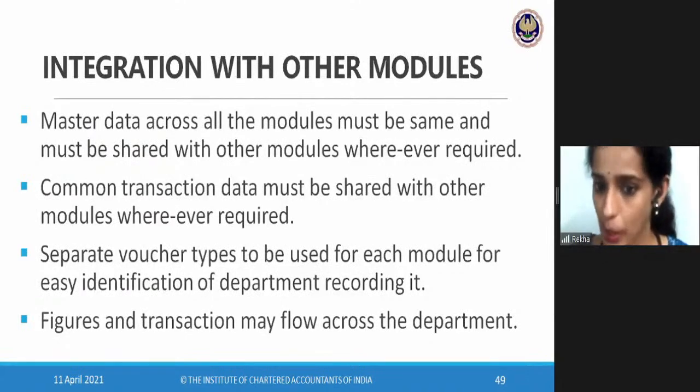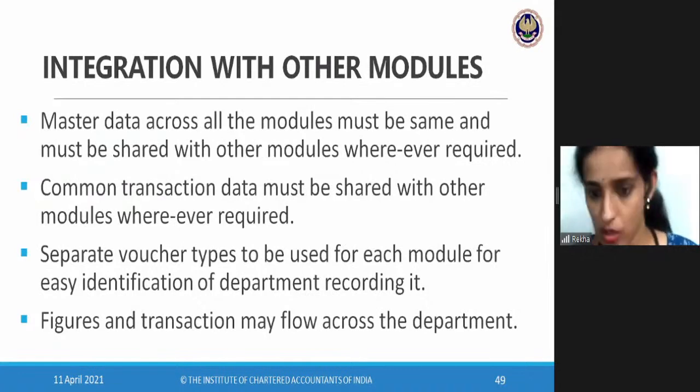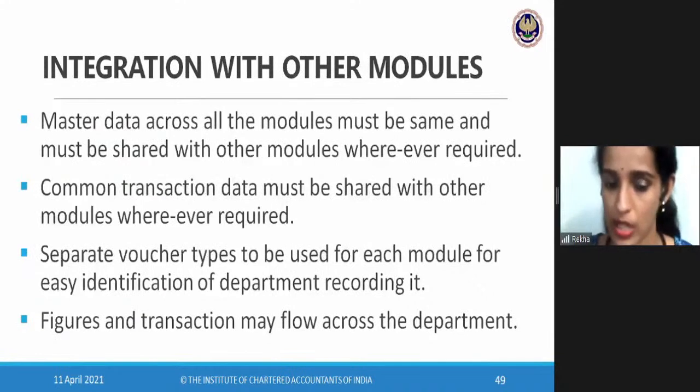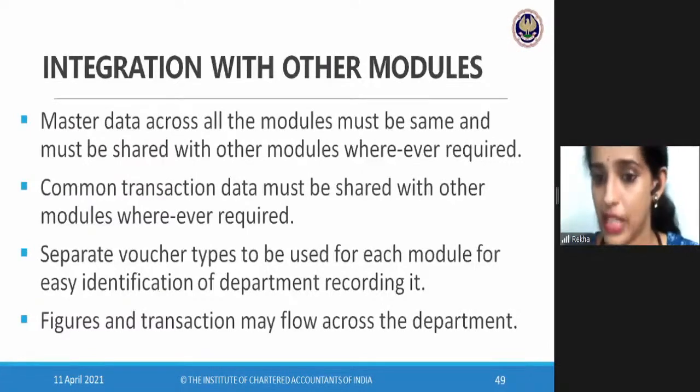Normally your master data will be used across all the modules. The same master data required by other modules, say customer, will be utilized across sales, production planning, stores, and different modules. Common transaction data will also be shared with other modules. But whenever you are defining data in a module, separate vouchers have to be used. For each module, pertaining to that department, there will be a separate voucher numbering. Transaction data will flow across all the modules, and master data pertaining to particular modules will also be shared. So this is a normal process.